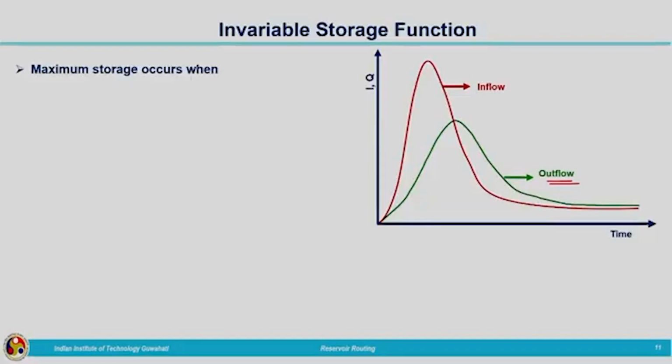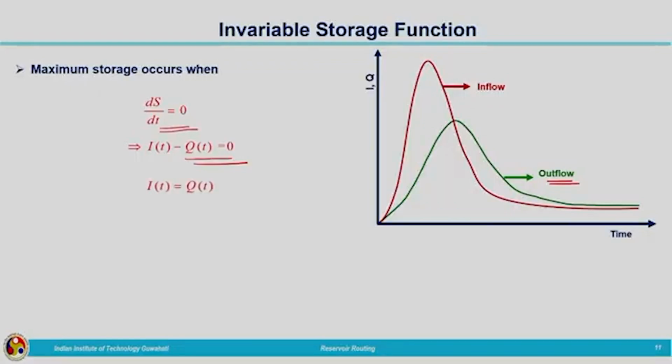At the maximum storage, dS by dt will be equal to 0. If we are differentiating the function related to storage, it should be equal to 0 when it is maximum. If that is the case, I_t minus Q_t is equal to 0. That is, what is dS by dt? dS by dt is the difference between inflow and outflow. dS by dt is equal to 0, that means I_t minus Q_t is equal to 0. That gives a relationship that inflow is equal to outflow.